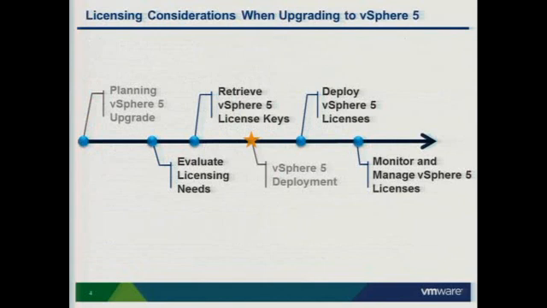The structure for today's presentation is going to go through an upgrade process from a prior version of vSphere to vSphere 5, and the four key points in time where you need to take licensing considerations into account. First, evaluating your licensing needs. Second, retrieving license keys through the VMware licensing portal. After upgrading or deploying vSphere 5, the third point is deploying those vSphere 5 licenses. And finally, fourth, monitoring and managing your vSphere 5 licensing needs on an ongoing basis.